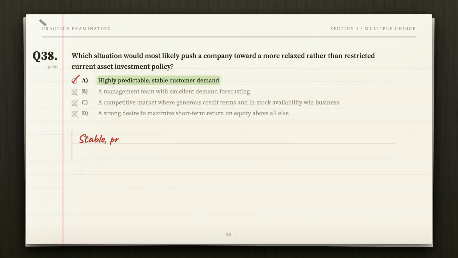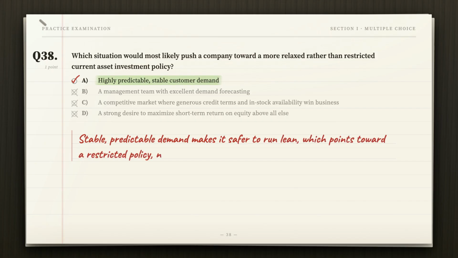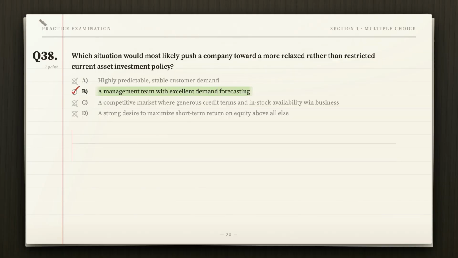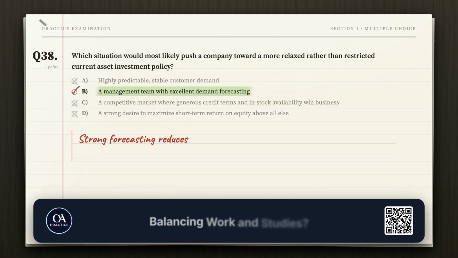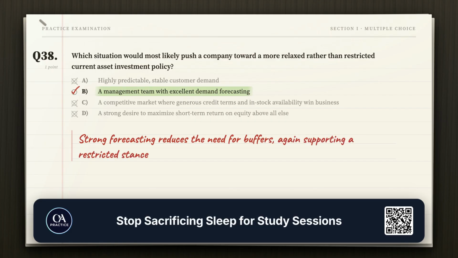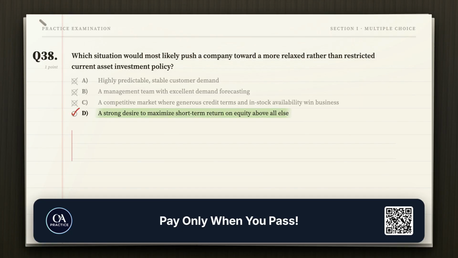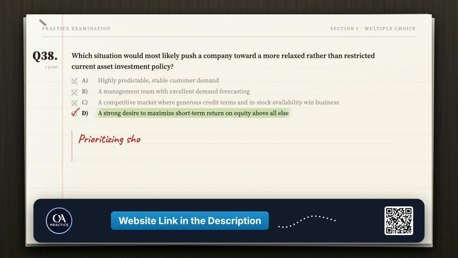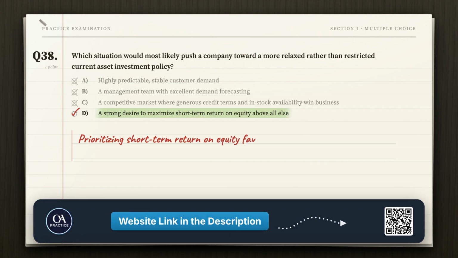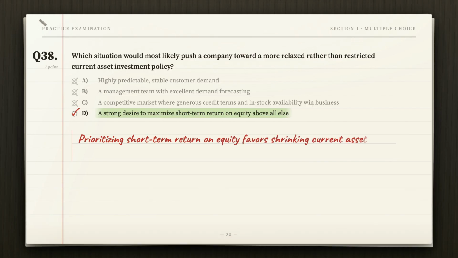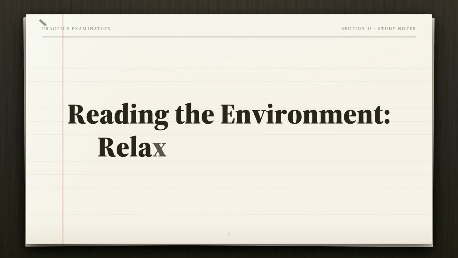A is wrong because stable, predictable demand makes it safer to run lean, which points toward a restricted policy, not a relaxed one. B is wrong because strong forecasting reduces the need for buffers, again supporting a restricted stance rather than a relaxed one. D is wrong because prioritizing short-term return on equity favors shrinking current assets, which is the restricted policy, not the relaxed one.